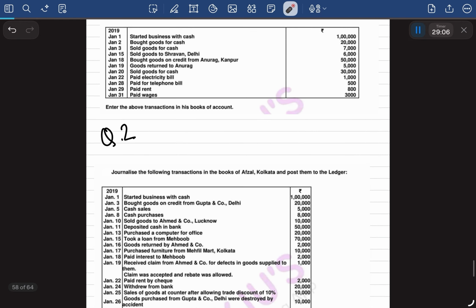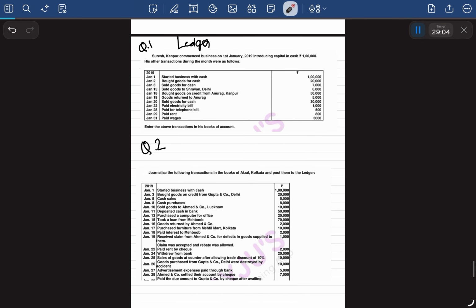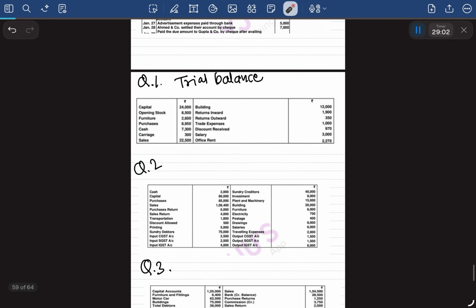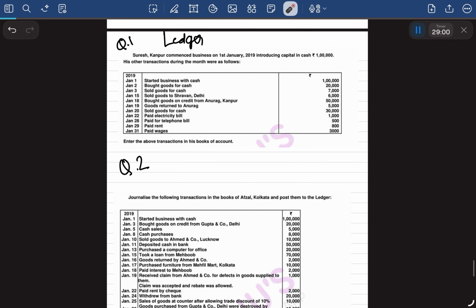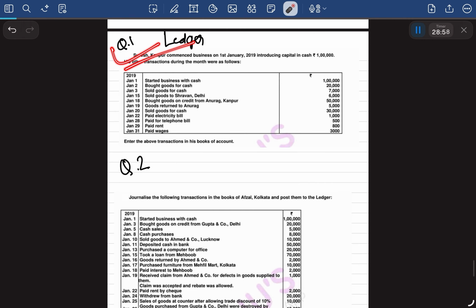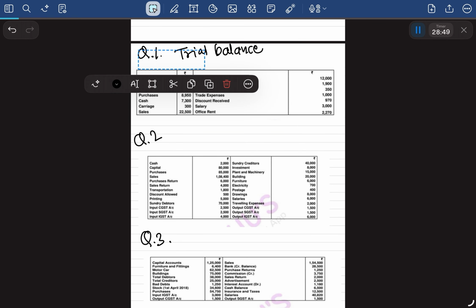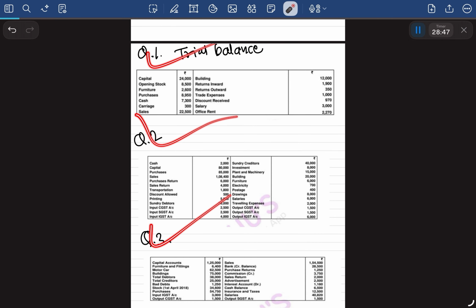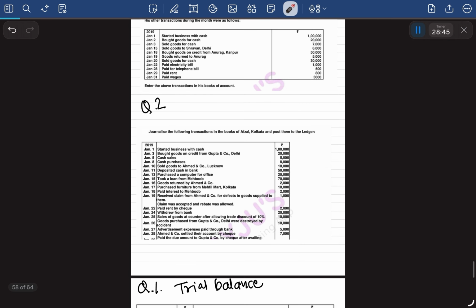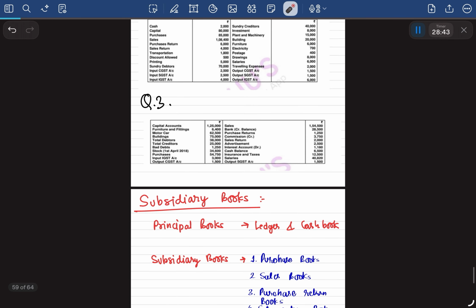And now I have 5 questions for you to solve. So this first question is ledger and this second question is also ledger. And now you have 3 questions of trial balance for solving. So if you want these questions, you will get a drive link in the description.